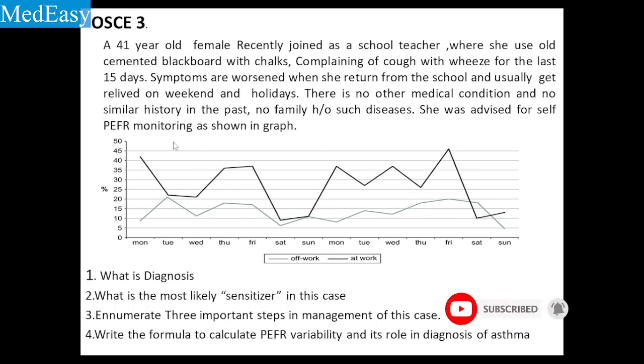She was advised self-PEFR monitoring at home, as shown in the graph. This is the PEFR monitoring she was advised, and when she is off work, here we can see this is the off-work period. When she is at work, these are the upper part.